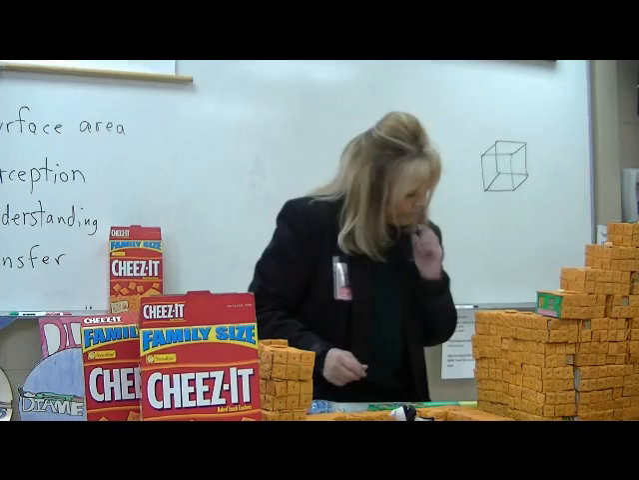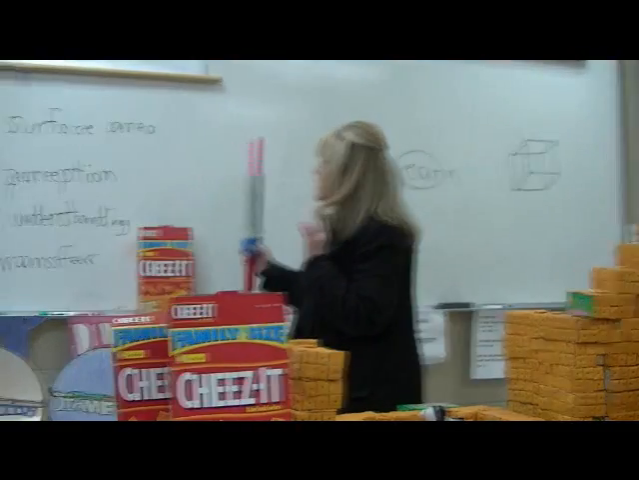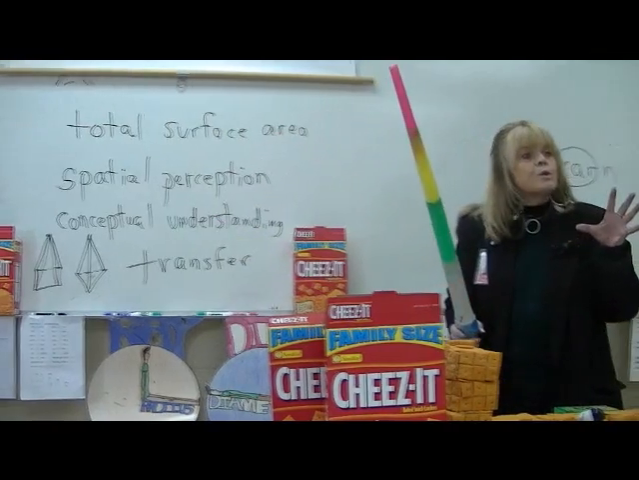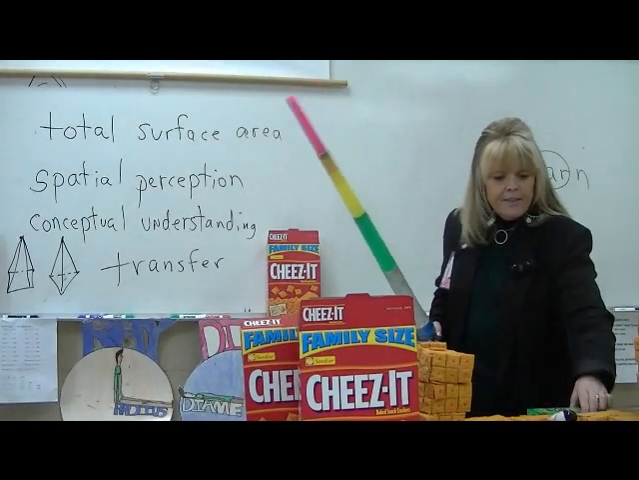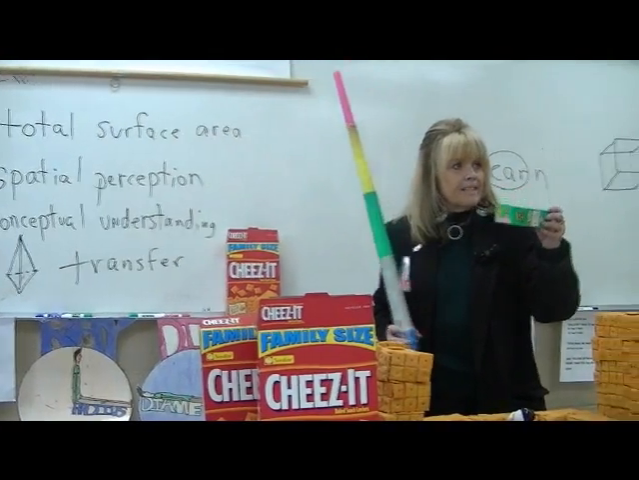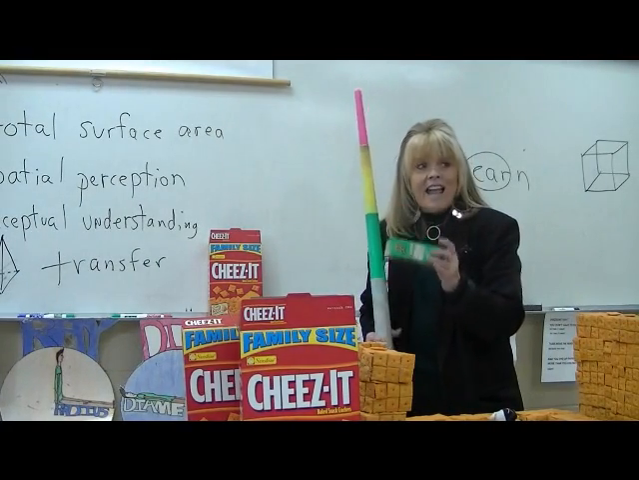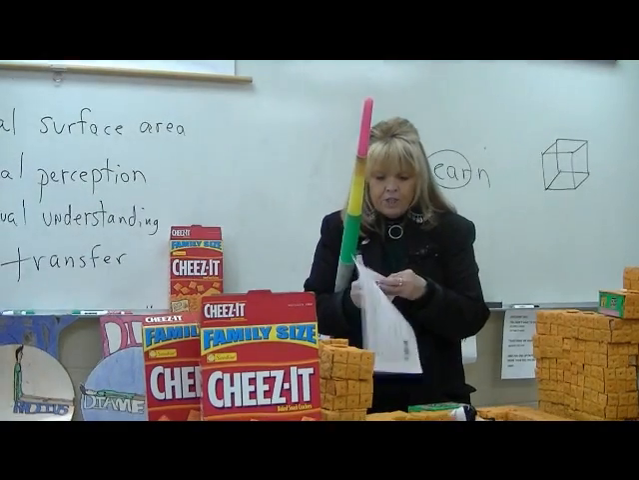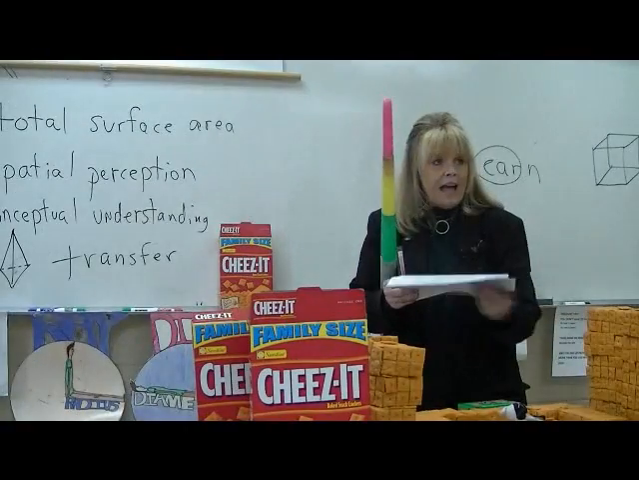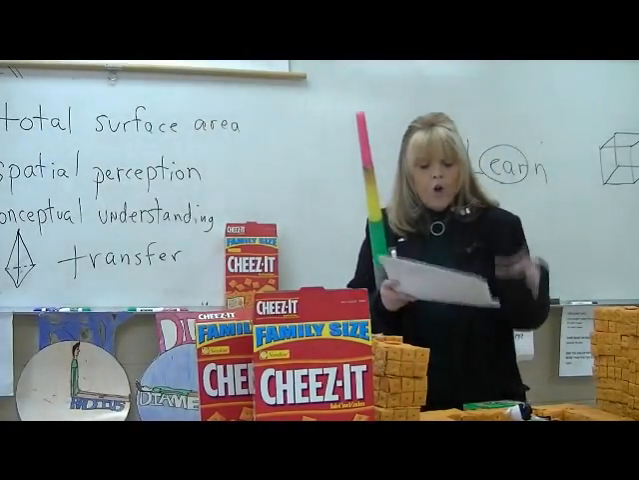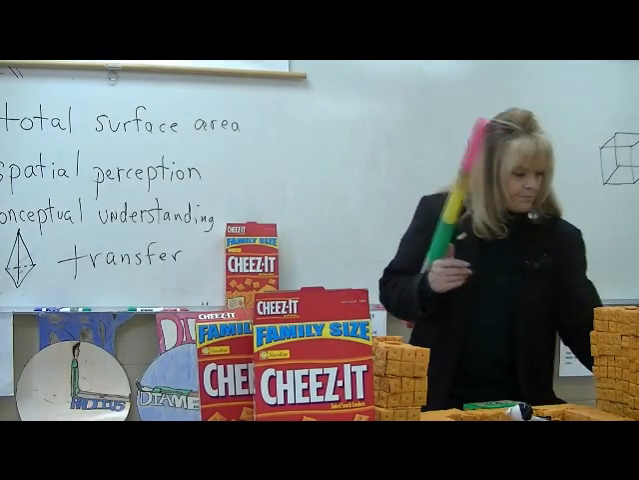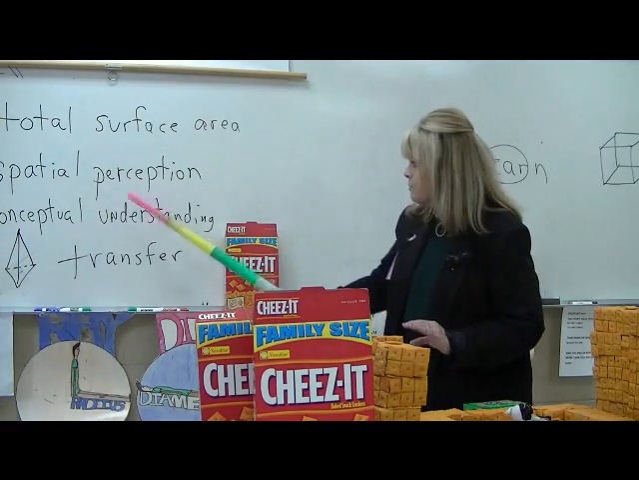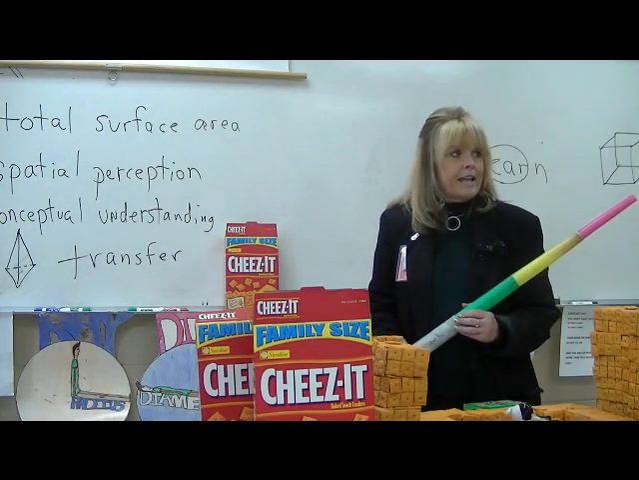Now, we are to this point, total surface area. Spatial perception is how you perceive something in space. This is three-dimensional in space, and you are going to have to work with it on a flat piece of paper. The last page, I want you to flip this over to the last page. This is the page you will turn in, write your name on it. And we are just about ready to use our CHEEZITS. I just have to explain this conceptual understanding part.